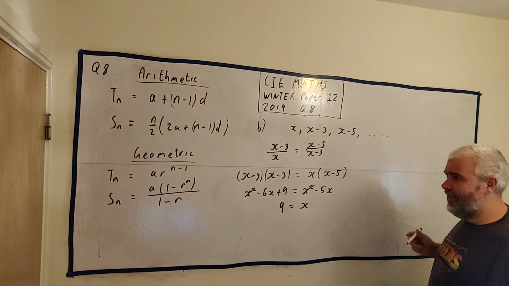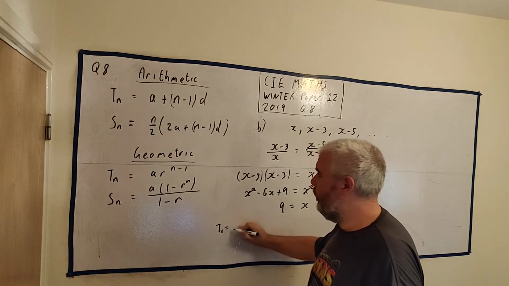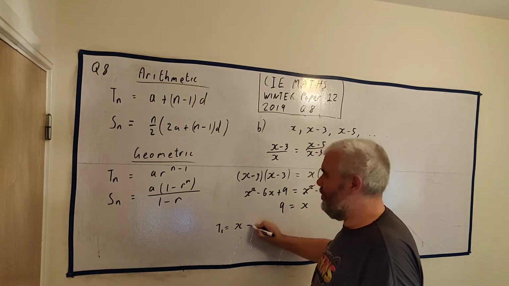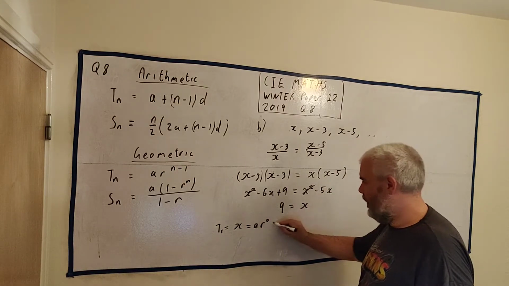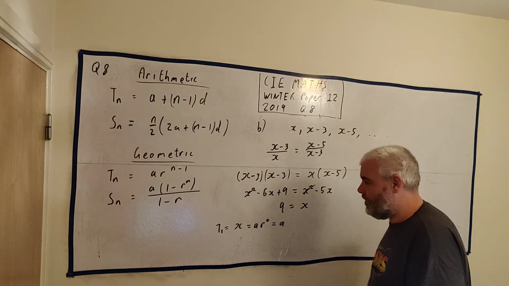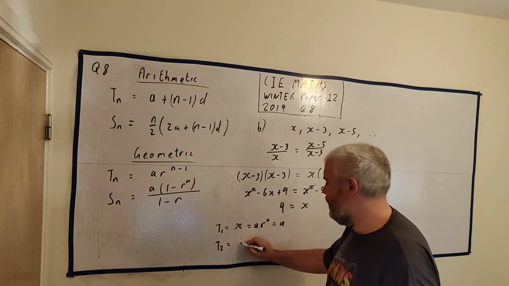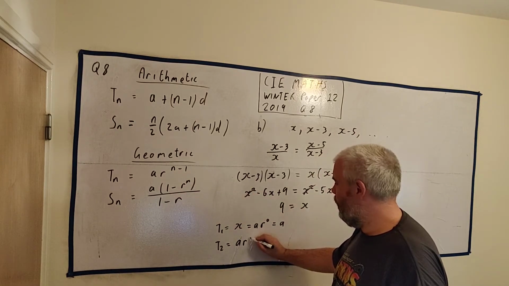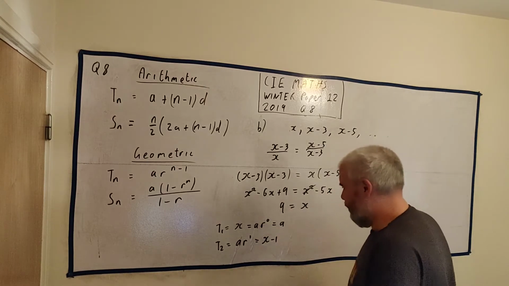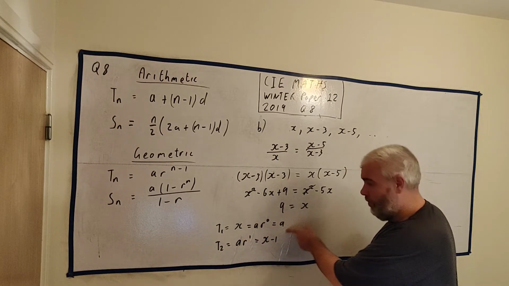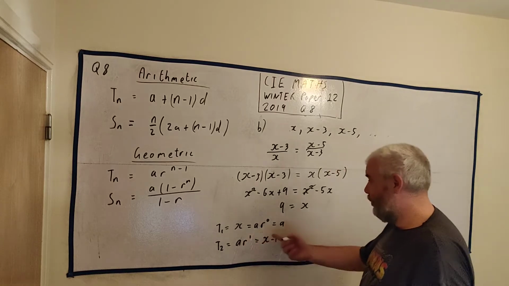Now, another way you could have done this is you could have used this formula here. We could have said that t1 equals x, but it also equals a r to the power 0, so equals a. x equals a, basically. T2 would have given us a r to the power 2 minus 1, and that is also equal to x minus 3. But I know what a is. I already know a is equal to x. So I can help to solve for r. Still not enough.